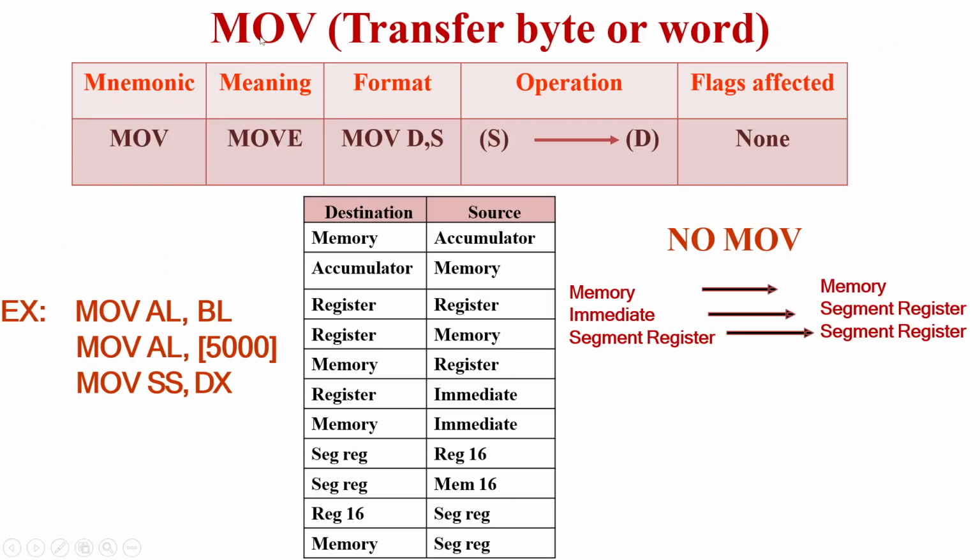So the first instruction we are going to discuss is MOV. It transfers a byte or a word. The mnemonic is MOV. The meaning of this mnemonic is move. The format is MOV D comma S. The operation is that the content of the source is given to the destination, while under this operation the flags will be unaffected. Whether it is a status flag or a control flag, all the flags will be unaffected.